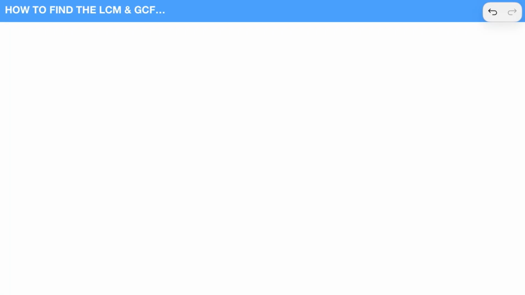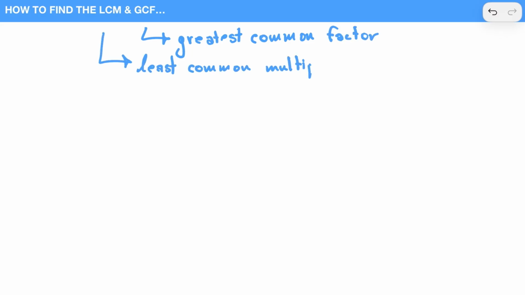In this video, I want to talk about how to find the LCM and the GCF of two numbers. The LCM and the GCF, these are acronyms that stand for greatest common factor and least common multiple. Now, what does this mean? Well, let's consider an example to illustrate this.